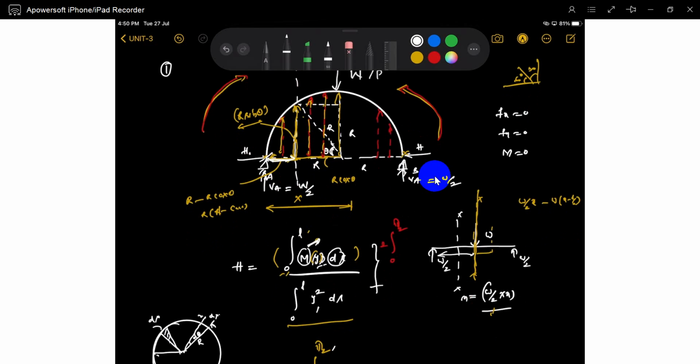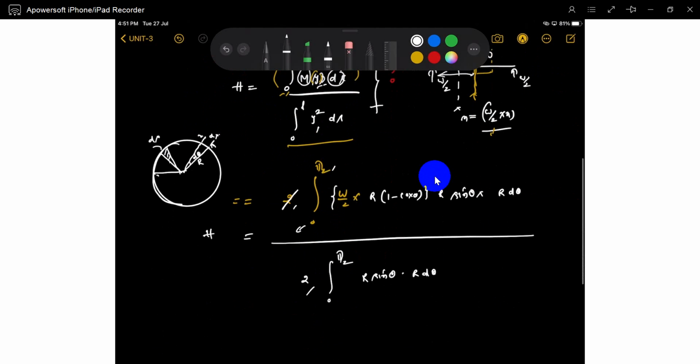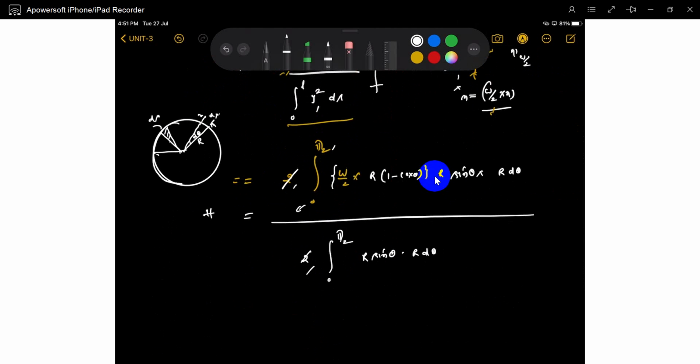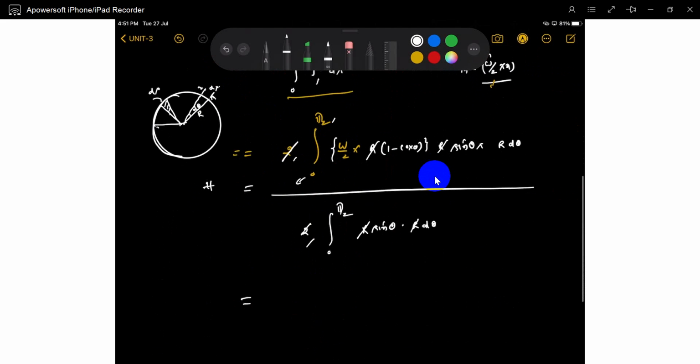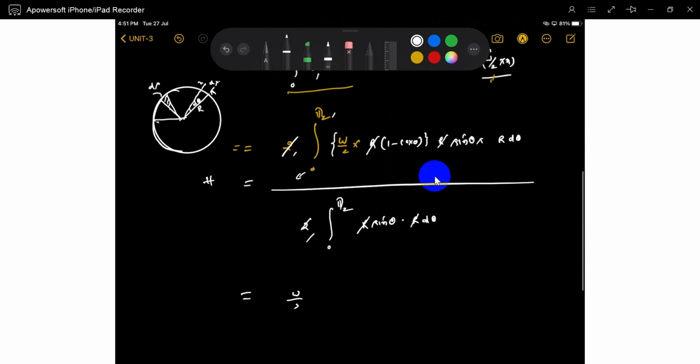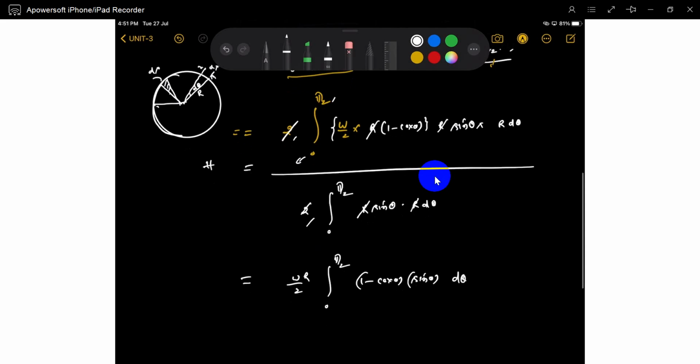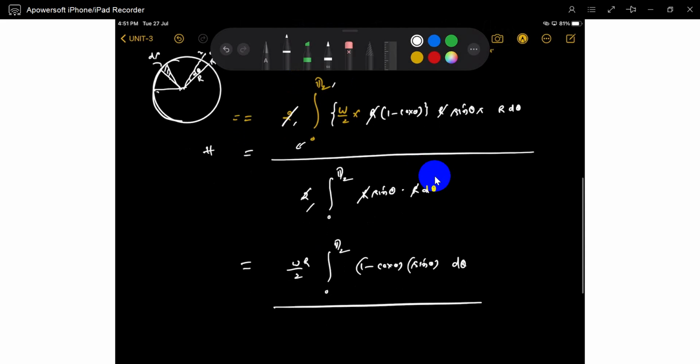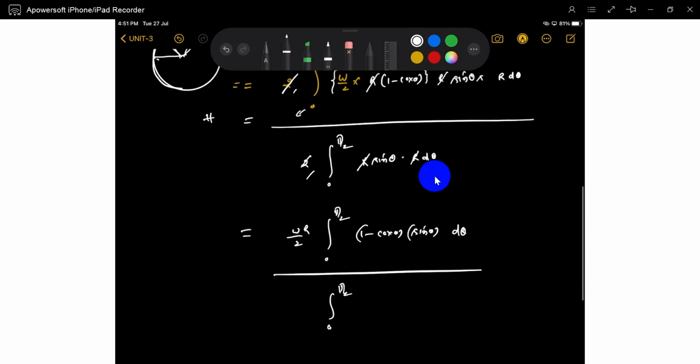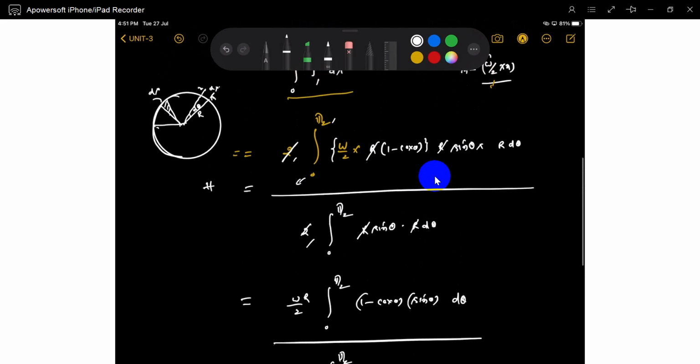So summation. Okay. Now 2 cancels, r cancels, r cancels. So what will we get? We get W by 2, integral from 0 to pi by 2 of (1 minus cos theta) sin theta, r is also r, d theta, divided by the integral from 0 to pi by 2 of sin theta d theta.